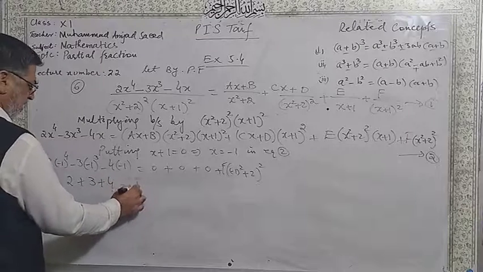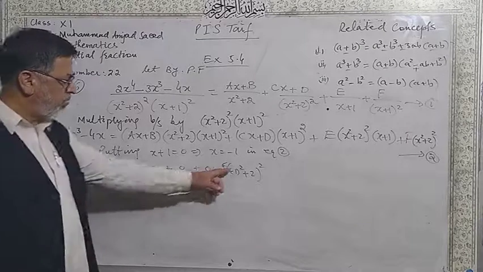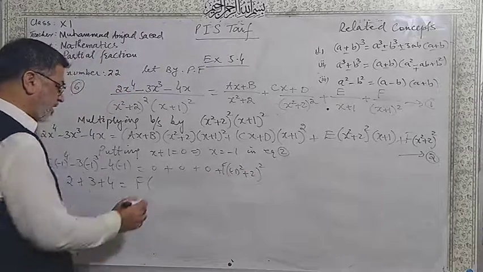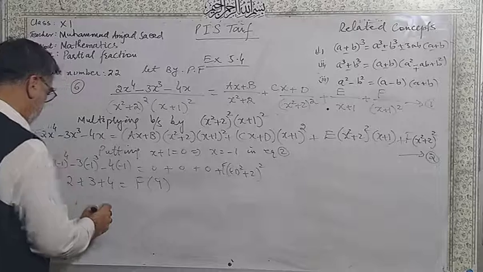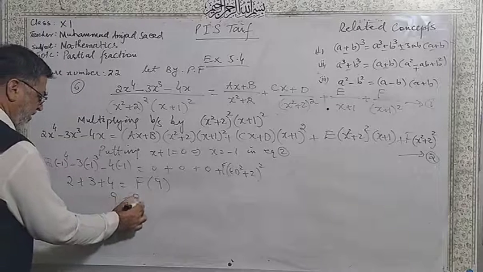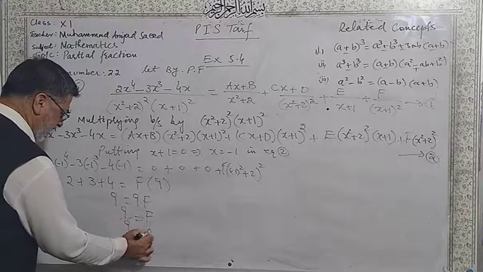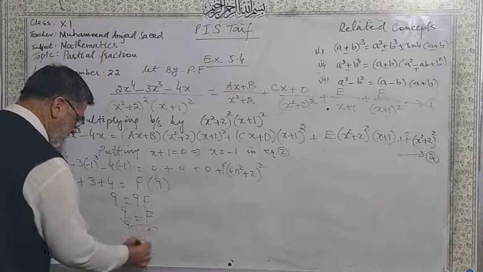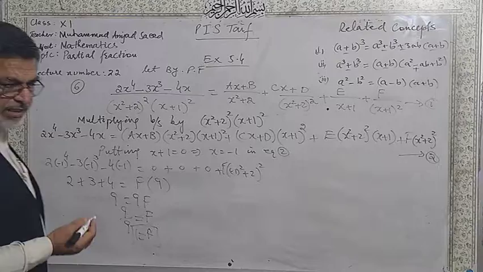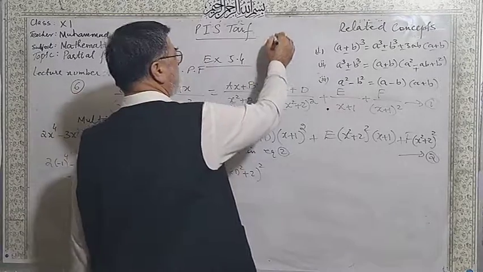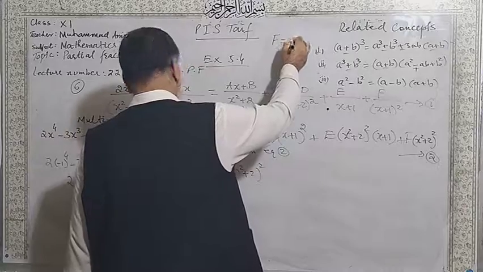4 is equal to f into (-1)^2, which is 1, and 1 + 2 is 3, whole square is 9. So we have 9f, and f is equal to 9 by 9, and f is equal to 1. So we have one constant, that is f = 1.